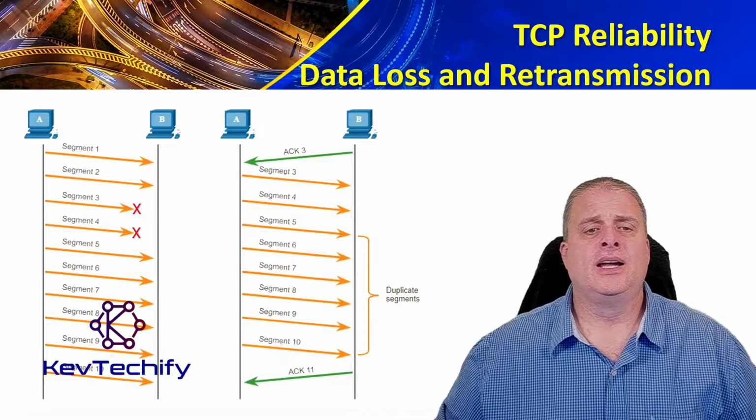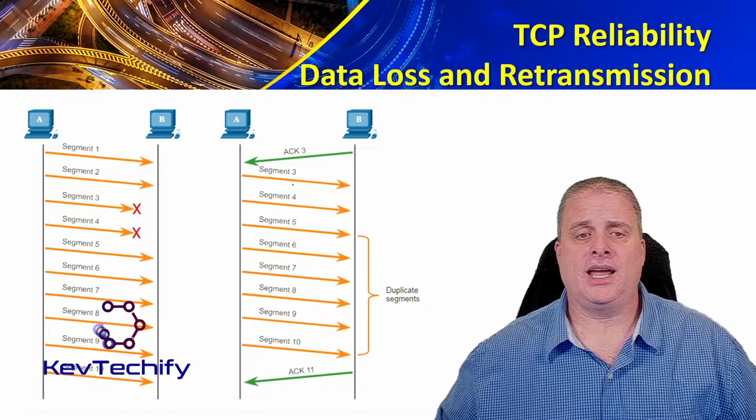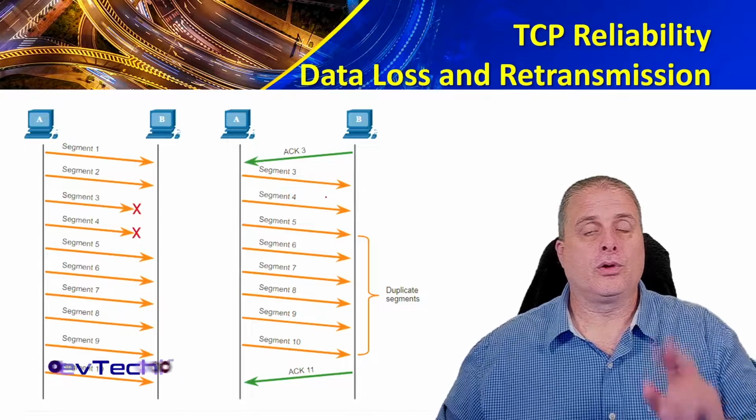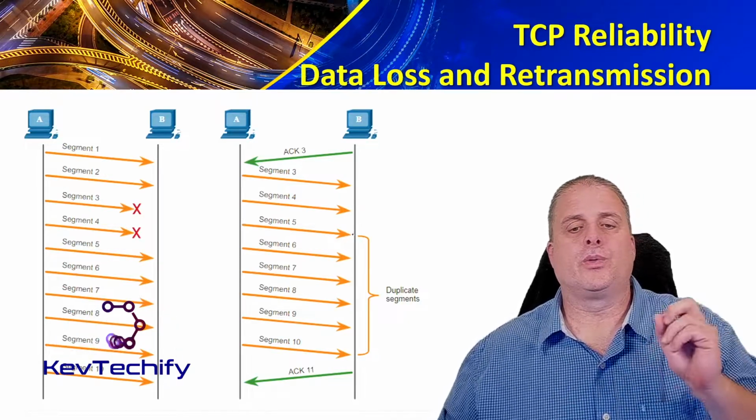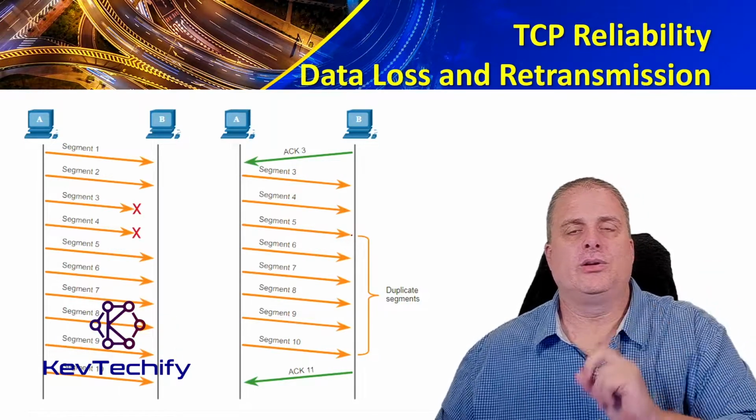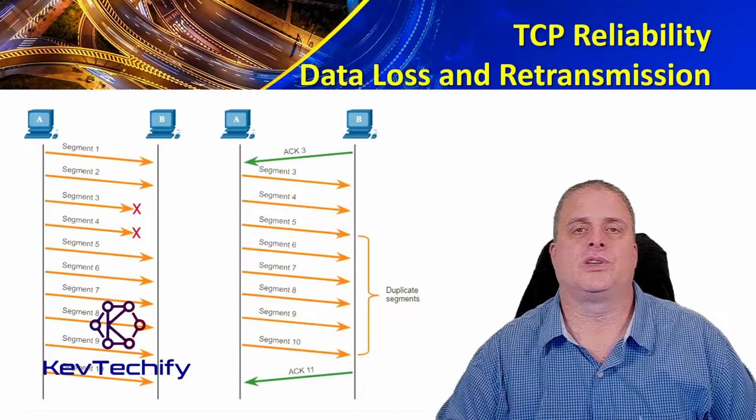So it's going to send out 3 through 10, which is 3, 4, 5, 6, 7, 8, 9, 10. It retransmits 3 and 4, those were the 2 that were lost, but it's also going to retransmit 5 through 10. And that's going to be duplicate segments, taking up resources on your network.